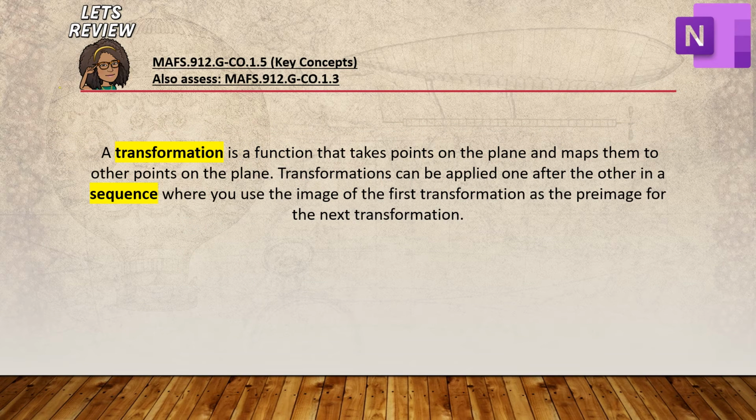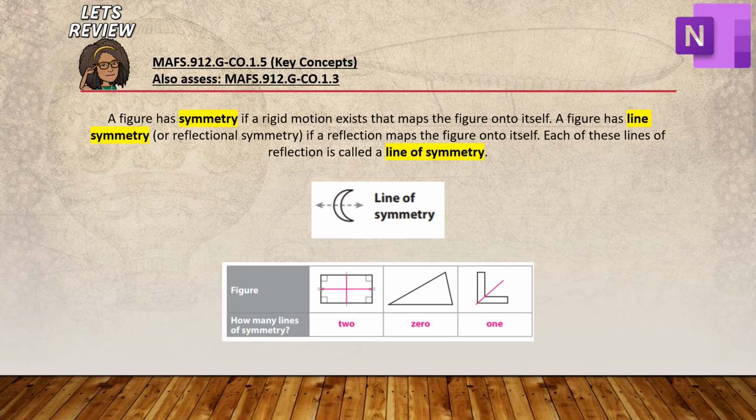Okay, so now we're going to look at the next standard, which is GCO15, and this is also assessed with another standard, GCO13. And these two standards look at the sequence of transformations that can be applied. So we can look at different types of transformations that happen all at once. And it also looks at the symmetry of transformations that exist as well.